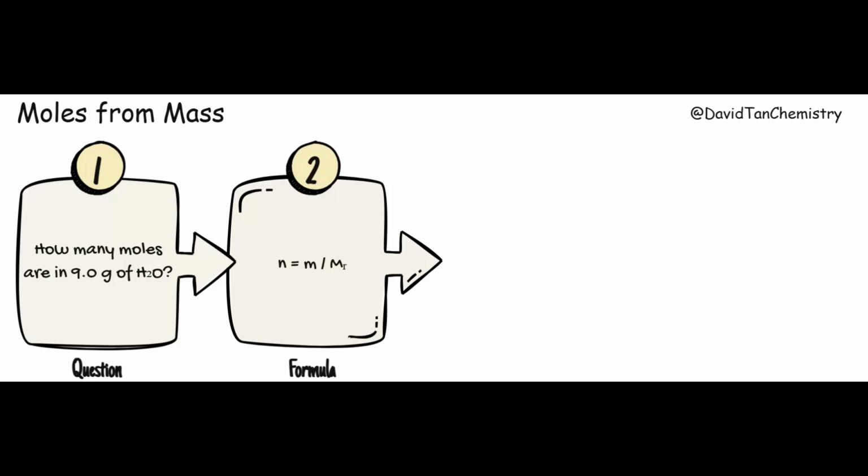To calculate moles from mass, we use the formula N equals M over Mr, where N is the number of moles, M is the mass, and Mr is the relative formula mass.